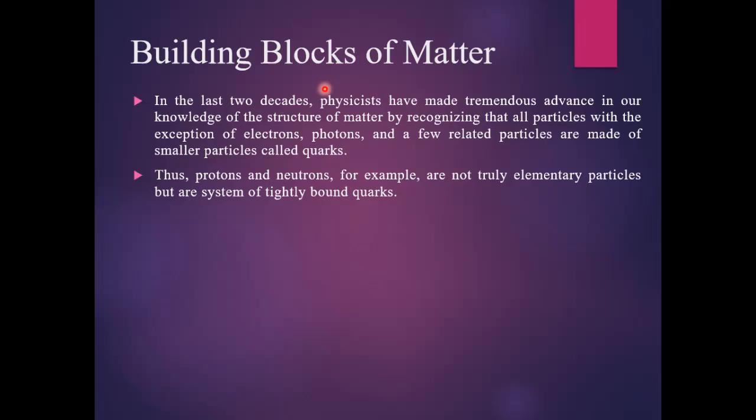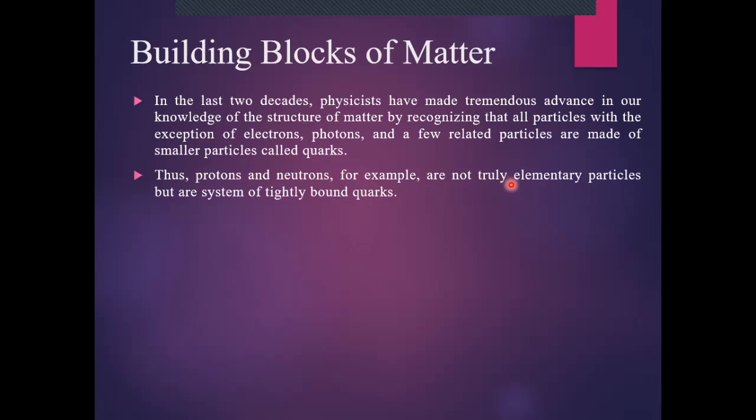It is made up of other particles which are named the electron, protons, and neutrons. And in the last 2 decades, physicists have made tremendous advancement in our knowledge of the structure of matter by recognizing that all the particles, with the exception of electrons, photons, and a few related particles, are made up of smaller particles which are named quarks. So the proton and neutron, for example, are not truly elementary particles but are systems of tightly bound quarks.